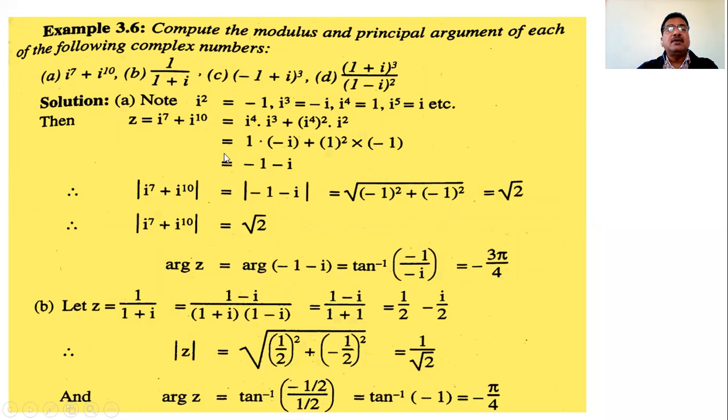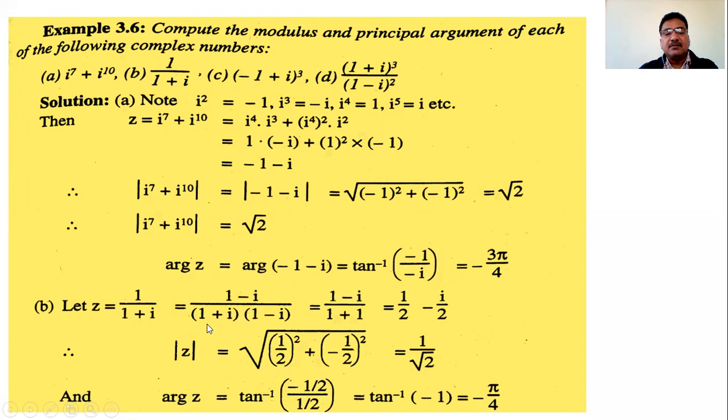Then we have to find the principal argument and modulus of the number 1 by 1 plus i. First express this number 1 by 1 plus i in the form x plus iy. In order to do that, find this division. To divide complex numbers, rationalize the denominator: multiply by 1 minus i and divide by 1 minus i.